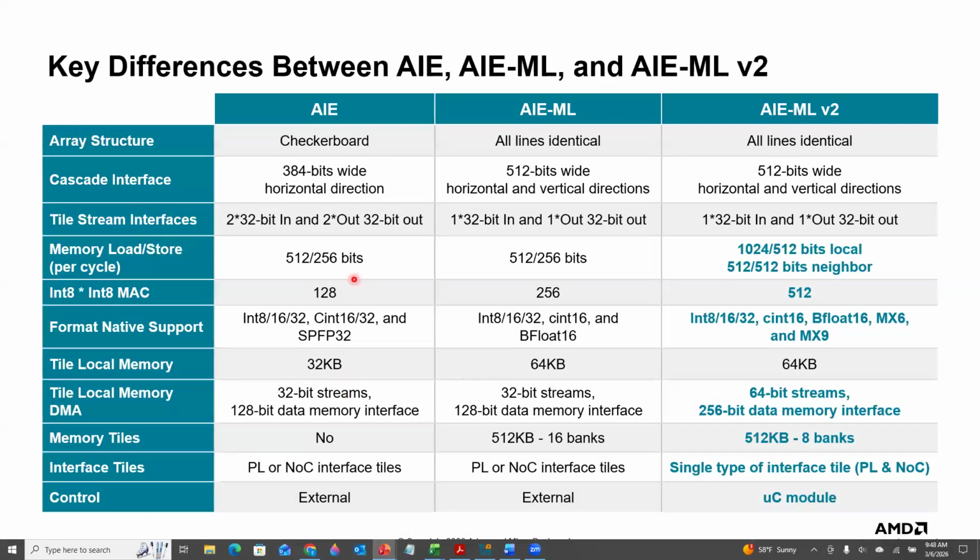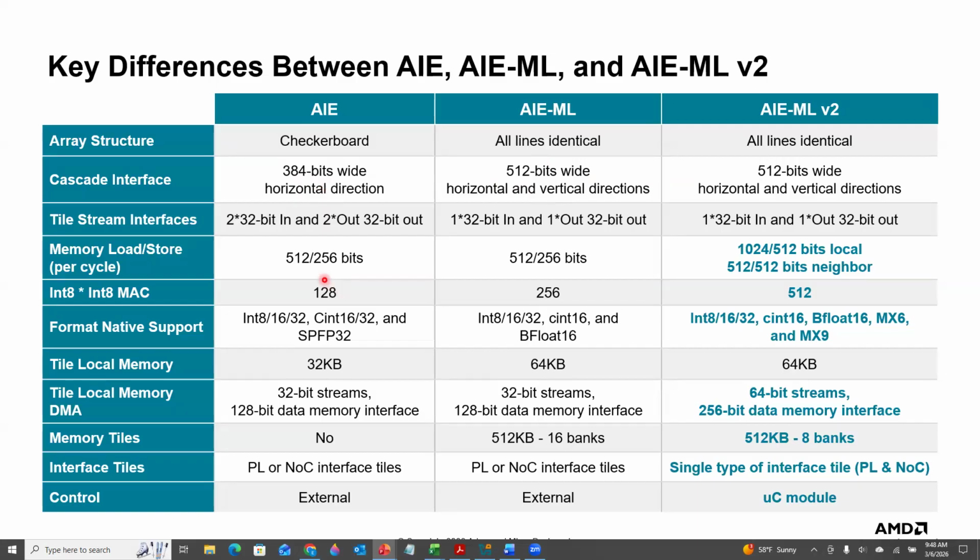So here's a quick overview looking at the original AI engine family, the AI engine ML, and then the AI engine ML version 2. So this is what we're finding in the Gen 2 product. And the way the memory is laid out, all lines are identical as opposed to alternating, kind of creating a checkerboard type effect. The cascade interface is now 512 bits wide. The reason this was 384 bits wide was because 384 bits was the width of the accumulator. Now that the accumulator is wider, then the cascade is wider. So it's 512 bits, and it can go horizontal and vertical as opposed to just horizontal.